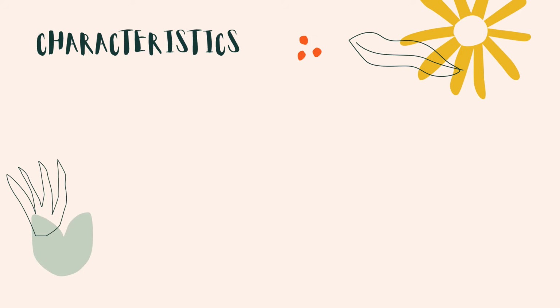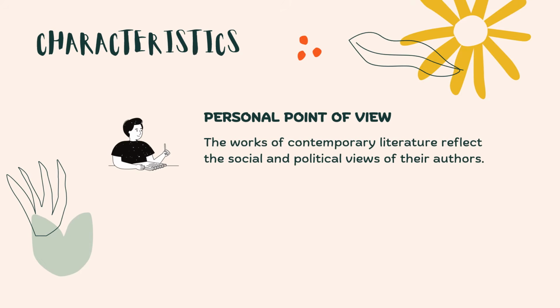Now let's talk about the characteristics of contemporary literature. First, we have the personal point of view. The works of literature reflect the social and political views of the authors. These are shown through the characters, the connections with the events, and the socioeconomic messages of their works.